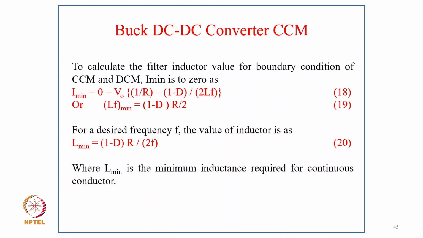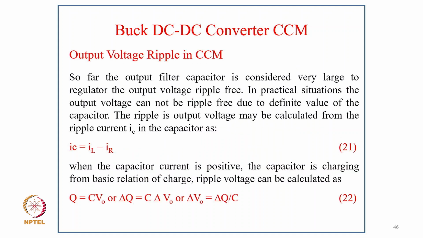To calculate the filter inductor value for the boundary condition between CCM and DCM, Imin is to be 0. So Imin equals 0, and you have VO (1 upon R minus (1 minus D) divided by 2LF) equals 0, or LF minimum equals (1 minus D) R by 2. For a desired frequency F, the value of inductor for the boundary condition is L minimum equals (1 minus D) into R upon 2F, where L minimum is the minimum inductance required for continuous inductor current.